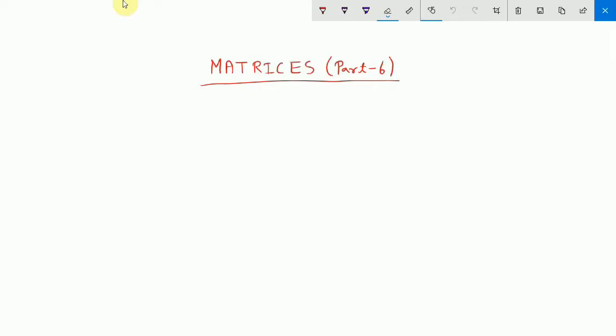Okay friends. So today we are going to discuss adjoint of a matrix, cofactors, properties of adjoint of a matrix. Then we will see how to calculate inverse of a matrix using this adjoint formula. We will also see properties of inverse of a matrix. Okay friends, so let's start with adjoint of a matrix.